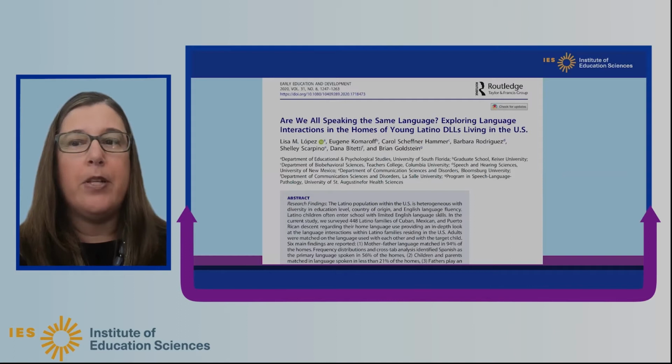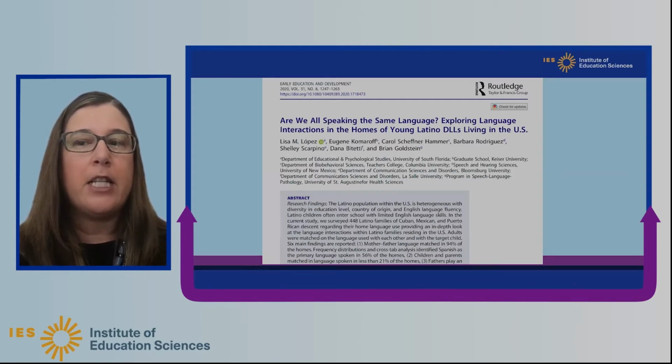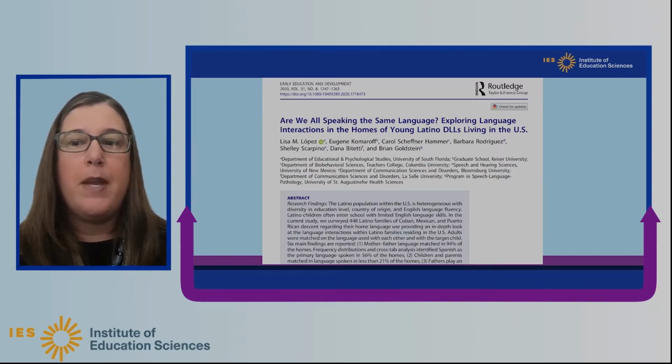Considering home language inputs, for example, my colleagues and I analyzed the varying language experiences Latinx preschool DLL children experience at home by surveying 448 Latinx caregivers on language use patterns at home. Approximately 80% of parents reported speaking to each other in all or mostly Spanish, with greater language variability represented between the adults and the child. In fact, in almost half of the homes, the caregivers reported some combination of English and Spanish being spoken within the parent-child triad.